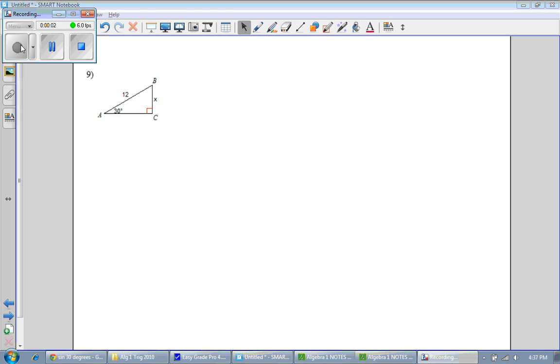Trig day 2. We're given a triangle. 30 degrees is one angle. We have a side that's 12 and a side marked X, and that's what we want to find. Before we start any trig problem, I hope that nearby you've got your trig definitions.